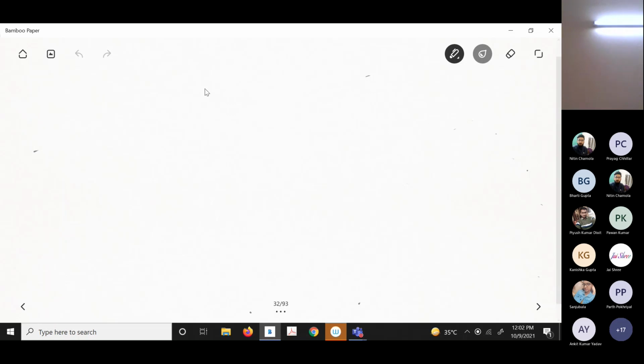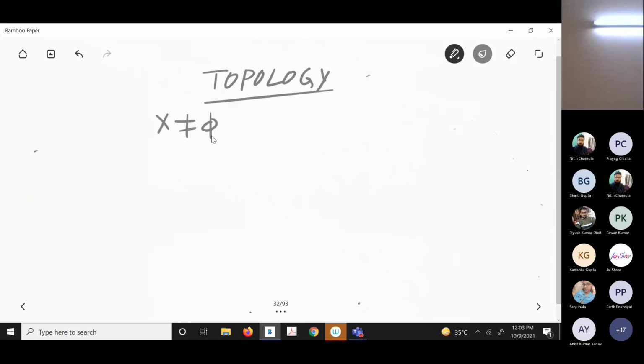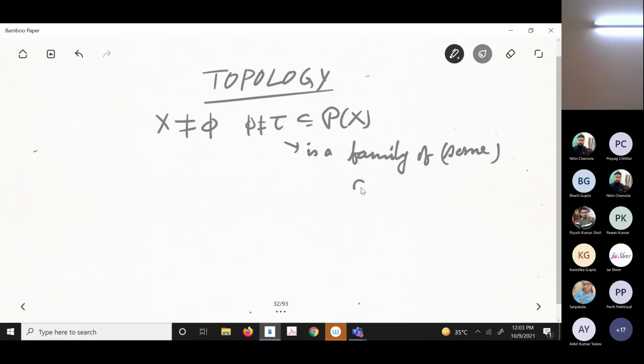I just want to go over the topology basics, which you should understand. X is a non-empty set and tau is a non-empty family of subsets of X. That means it's a subset of the power set of X. That means tau is a family of some subsets of X which satisfy the following.